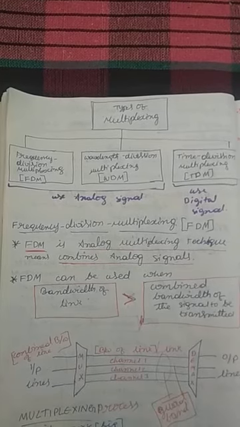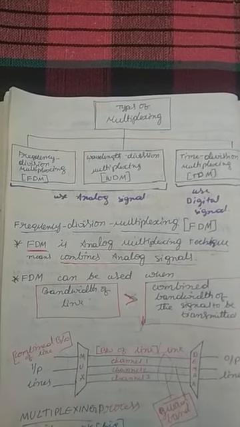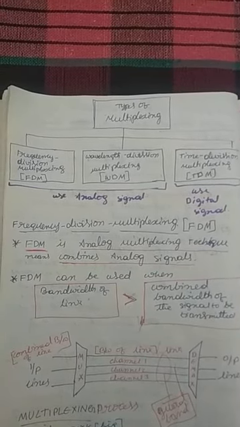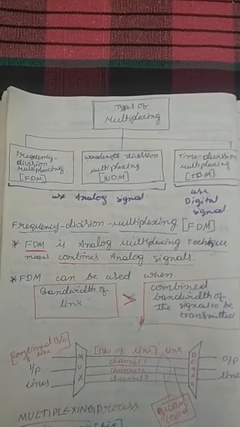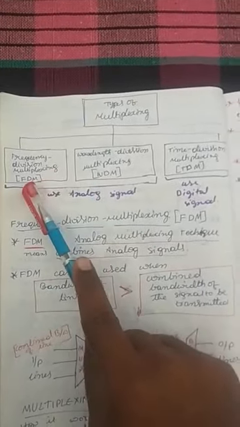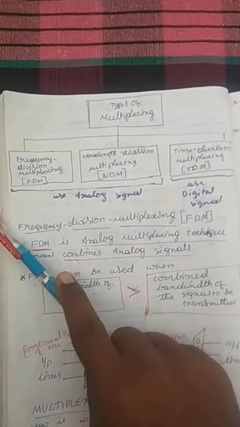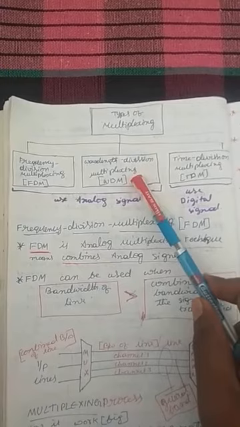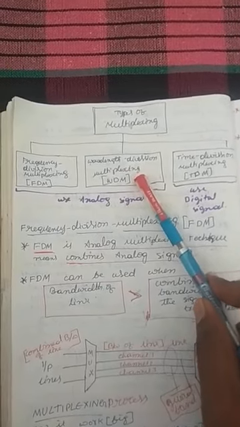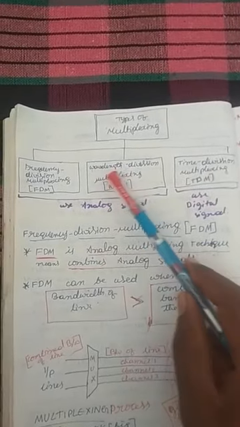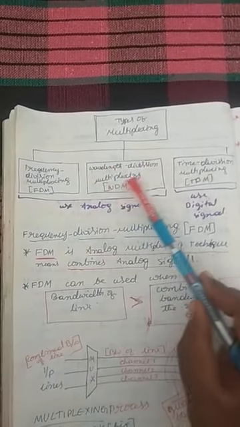Hi everyone. In the last video I explained the types of multiplexing. First one is FDM, second one is WDM, third one is TDM. I already explained FDM in the last video. In this video I am going to explain WDM and TDM. WDM is wavelength division multiplexing.